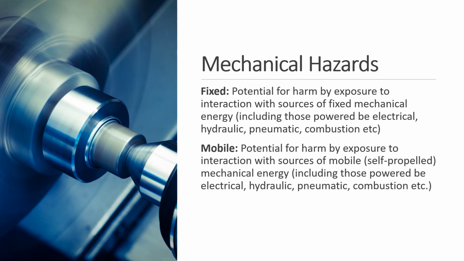There are two types of mechanical hazards that you as a plumber may be exposed to. A fixed mechanical hazard is the potential for harm by exposure to interaction with sources of fixed mechanical energy. This includes those powered by electrical, hydraulic, pneumatic, or combustion. A mobile mechanical hazard is the potential for harm by exposure to interaction with sources of mobile, self-propelled mechanical energy. These could include those powered by electrical, hydraulic, pneumatic, and combustion.